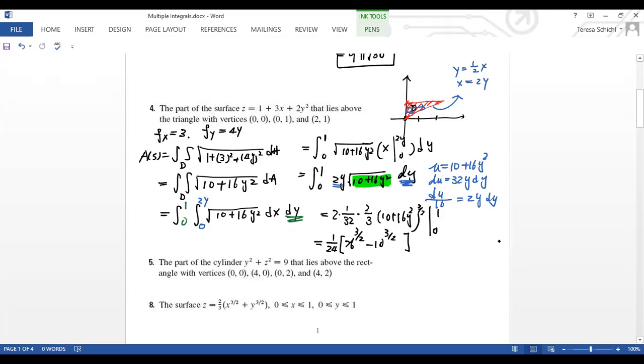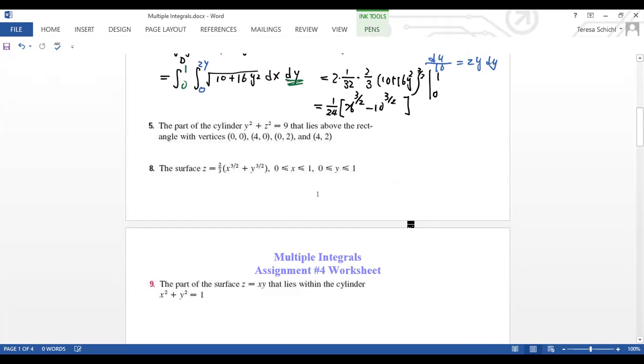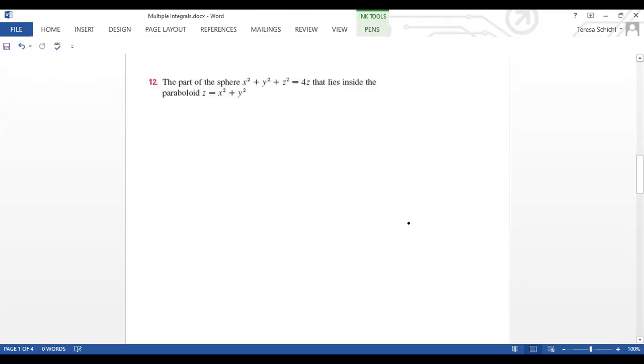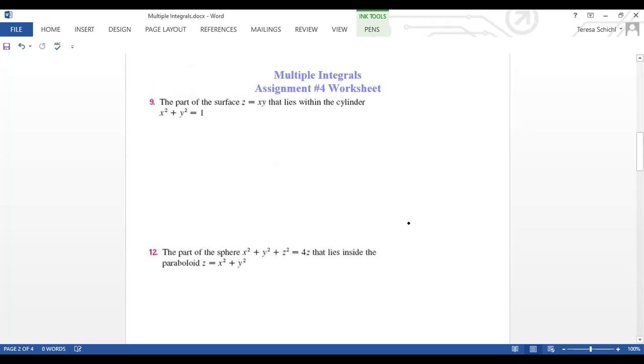Okay, so now the other problems we're going to do, this will be the last problems here. Oh no, I think we missed one here. Okay, yeah, I want to do this one here. The part of the surface z equal to xy that lies within the cylinder x squared plus y squared equal to 1. Okay, so the same way, partial x is y, partial y is x here, right?